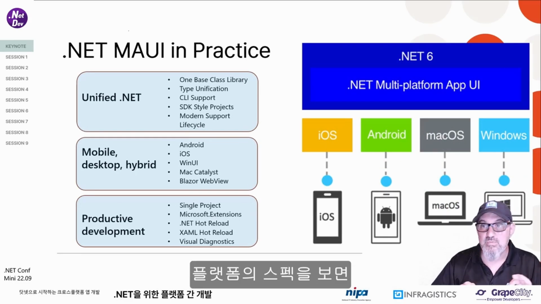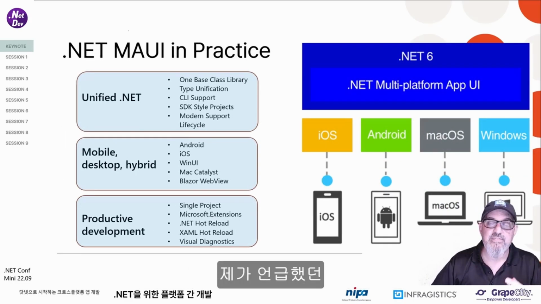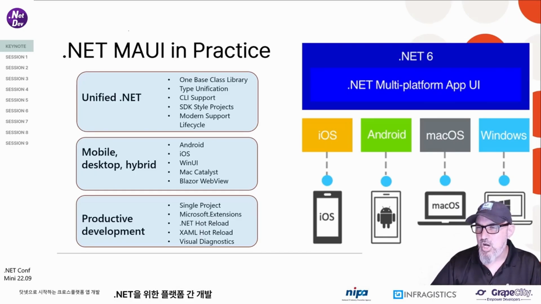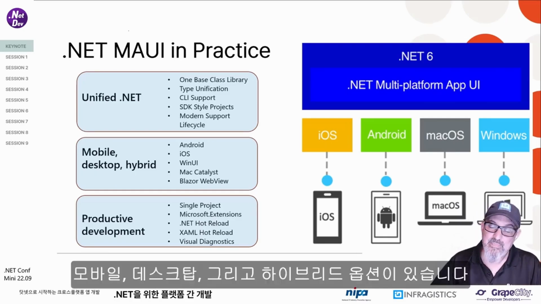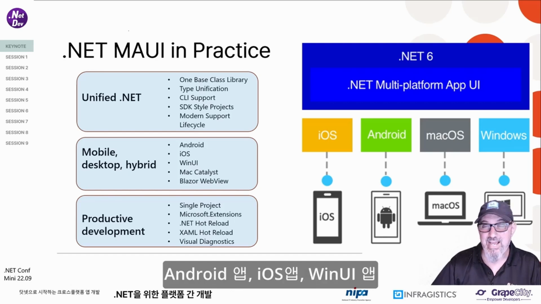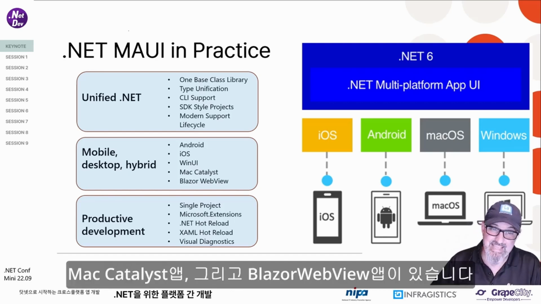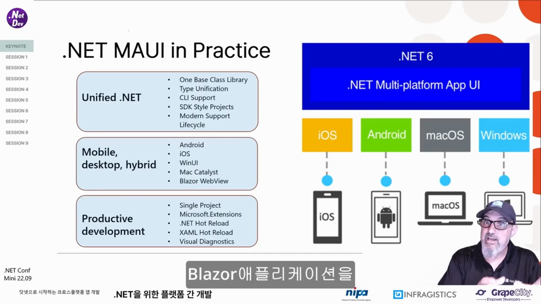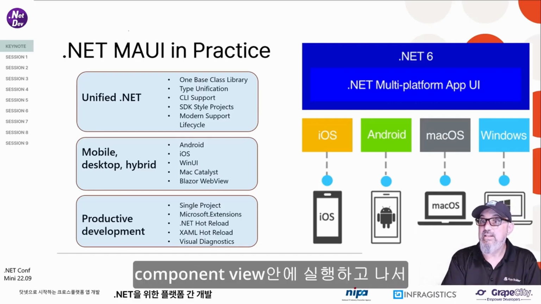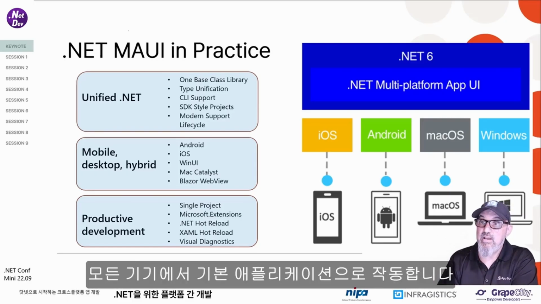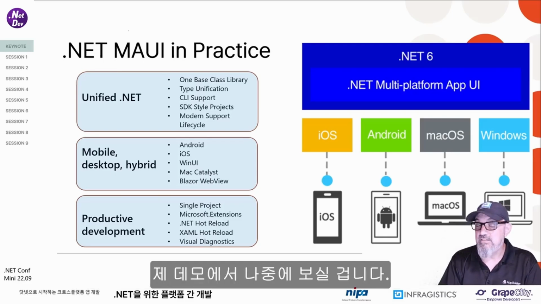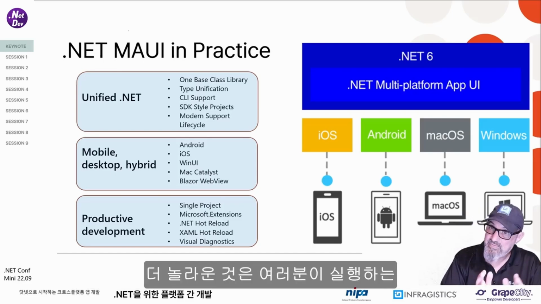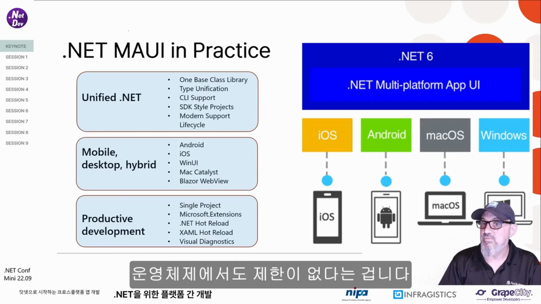If we look at the specifics of the platform, you've got this unified .NET framework that I've talked about. You've got mobile, desktop, and hybrid options. So you have Android apps, iOS apps, WinUI apps, Mac Catalyst apps, and the Blazor WebView app. The Blazor WebView is a native MAUI component that allows you to take a Blazor application, run it inside this component view, and then render it as a native application across devices. You're going to see how that works in my demo. But the exciting thing is there's no limit in your options on major operating systems to deploy to.